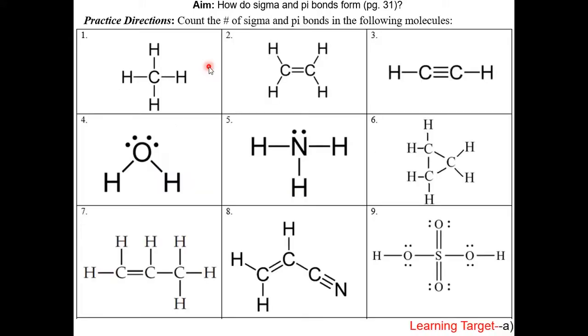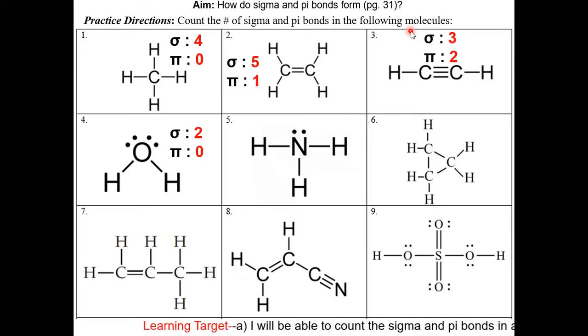For the practice questions, count the number of sigma and pi bonds in the following molecules. Try to do this yourself. Pause the video, resume once you want to see the answers. Here are the answers.